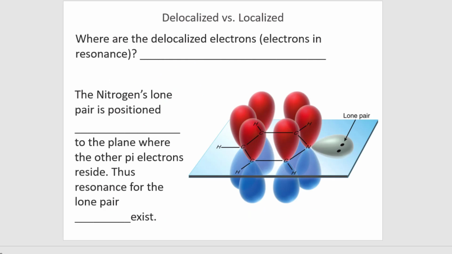So where are the delocalized electrons? Here's another image, a much better drawing than mine. You can see the nitrogen on the right. It's already got a p orbital that's playing in the game. That orbital's already filled with 2 electrons, and so therefore the lone pair sits in an sp2 hybridized orbital on the outskirts, orthogonal. The nitrogen's lone pair is positioned orthogonal to the plane where the other pi electrons reside. Thus, resonance for the lone pair does not exist.